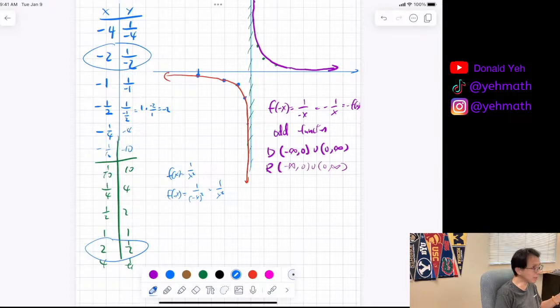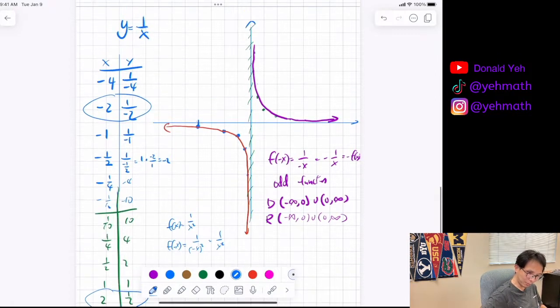Now, what's the nice thing about this function is there are two asymptotes. There is an asymptote in this direction. How many of you guys have never seen an asymptote? Raise your hand if you haven't seen an asymptote before. 2? Only 2?